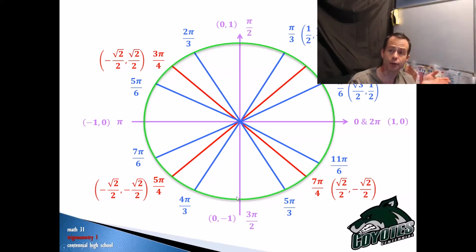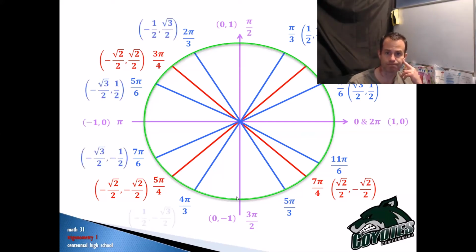Then in the other quadrants, it's the same guys, just with the negativity involved. So if you look at this, all the over 3s will get the same coordinate, and all the over 6s will get the same coordinate. Okay, so that was a very quick review of the unit circle.